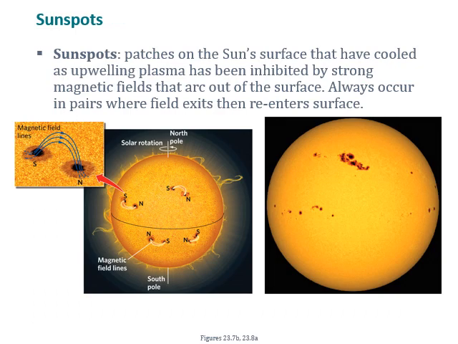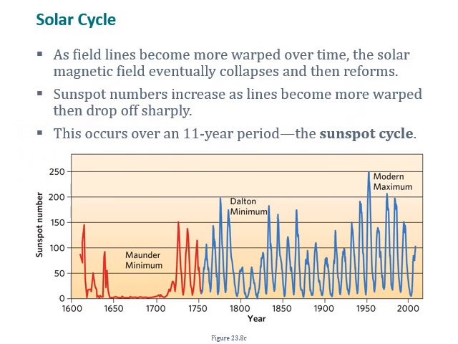Sunspots are patches on the Sun's surface that have cooled as upwelling plasma has been inhibited by strong magnetic fields that arc out of the surface. These always occur in pairs where the field exits and then re-enters the surface. As field lines become more warped over time, the solar magnetic field eventually collapses and then reforms. Sunspot numbers increase as lines become more warped, then drop off sharply. This occurs over an 11-year period known as the sunspot cycle.